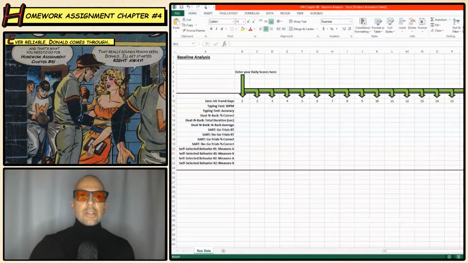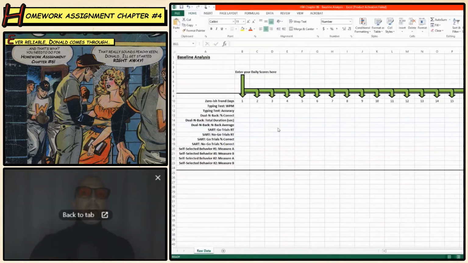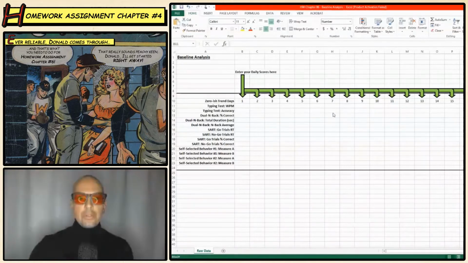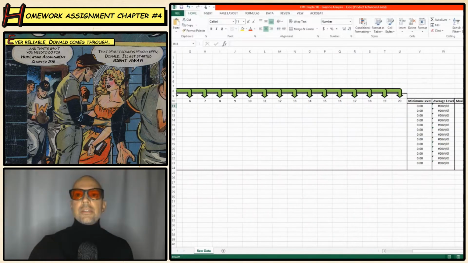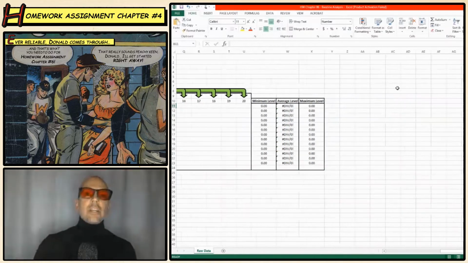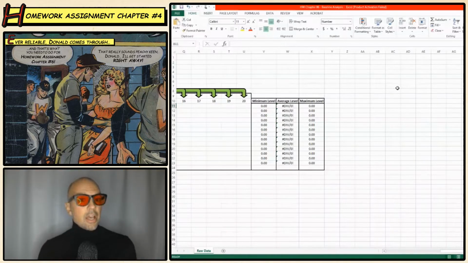And then what this is going to do, once you enter in all of your scores, so you have your day 1 score, day 2, day 3, day 4, once you enter in as many as you have, what you're going to see is that this Excel sheet is actually going to calculate your lowest level of behavior. It's going to calculate your average level of behavior, and it's going to calculate your highest level of behavior. And this is going to be used once we start reinforcing behavior in order to change the level of behavior. So that's what we're going to be doing this homework assignment.